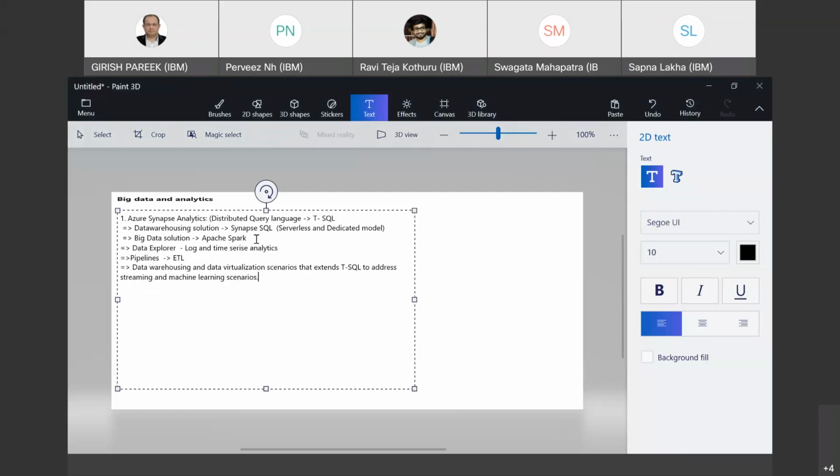So Apache Spark is your open source engine, and Azure Synapse from Azure is a proprietary model. Since both of these have a deep integration together, they are able to handle different things together. Then there are further divisions of the technology: Data Explorer for log and time series analytics, and Pipelines for ETL.